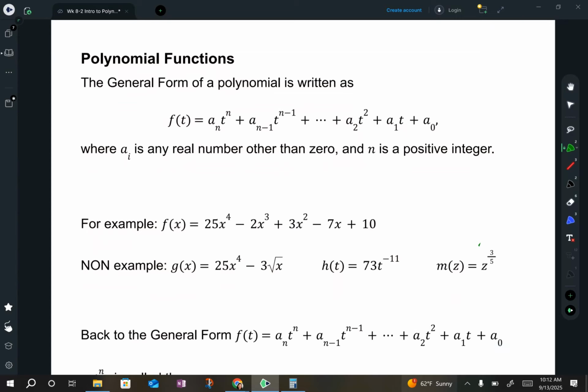So polynomial functions are functions made up of power functions, so x to powers, and the powers need to be non-negative integers like 4 or 3 or 2 or even 0 because we have a constant term. Polynomials cannot have fractional powers like x to the 1/2, so root x would not be a polynomial. They can't have negative powers, so this h of t is not a polynomial. And again, they also can't have fractional powers, so again, no 3/5. So they're just basically going to look like a number times x to a nice non-negative integer power.